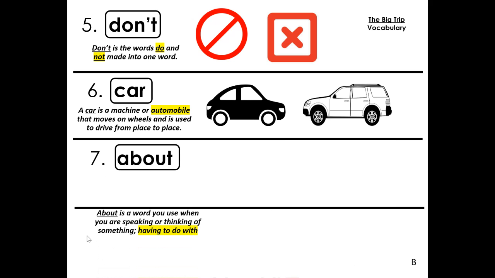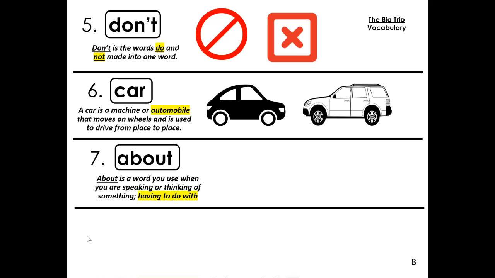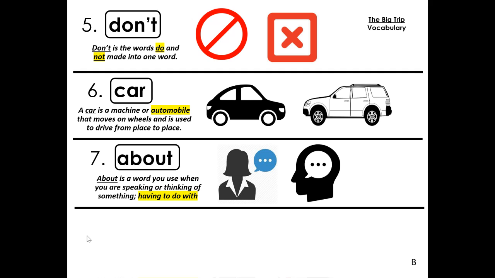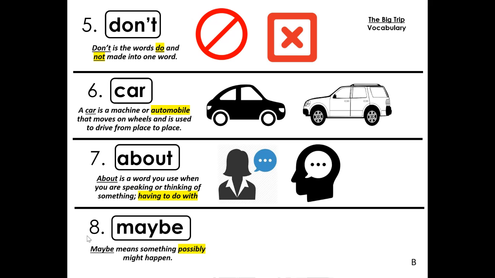Number 7, about. About is a word you use when you are speaking or thinking of something having to do with. That's why I have a picture of someone speaking. And you could say, what are they speaking about? Or someone is thinking, and you might say, what are they thinking about? Number 8, maybe. Maybe means something possibly might happen.